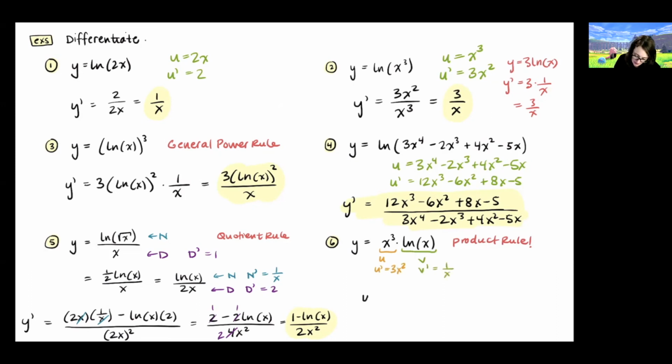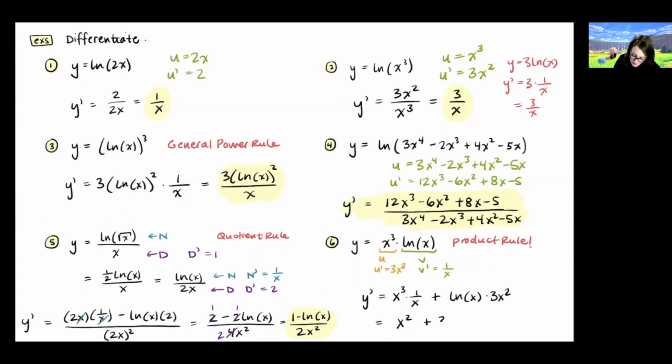So let's put this together using the product rule. It's first times the derivative of the second, so u times v prime. So that's x to the third times 1 over x. And then we add the second, natural log of x, times the derivative of the first, which is 3x to the second. Simplifying this, we've got x to the third basically over x, so we can cancel one of those. We'll just get x to the second.